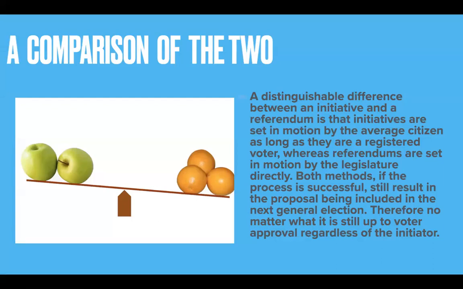In comparing the two, a distinguishable difference between an initiative and a referendum is that initiatives are set into motion by the average citizen, as long as they are a registered voter in Arizona, whereas referendums are set in motion by the legislature directly. Both methods, if the process is successful, still result in the proposal being included on the ballot in the next general election. Therefore, no matter what, it is still up to the voters' approval, regardless of who initiated it.